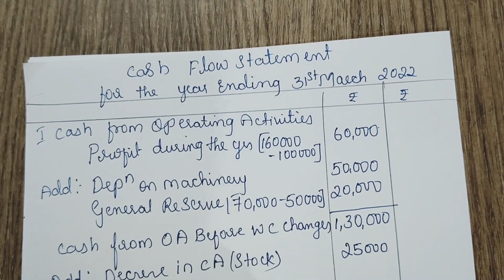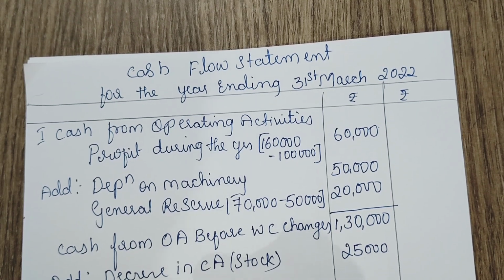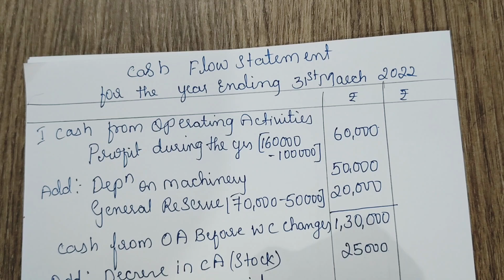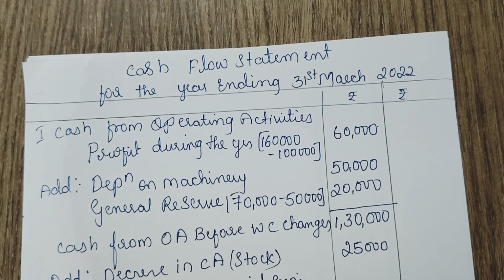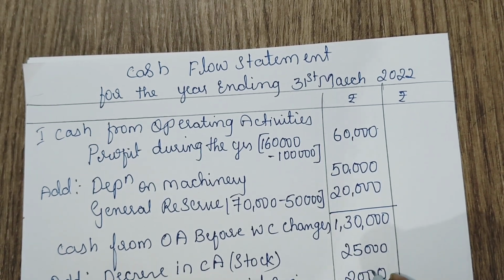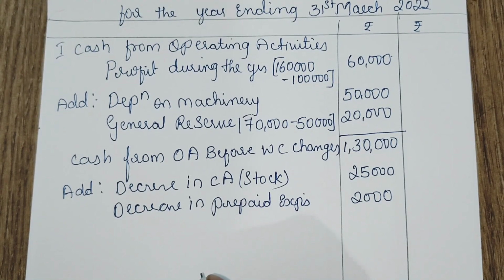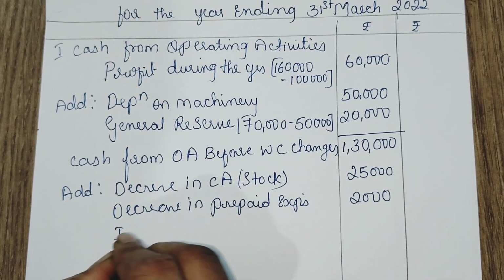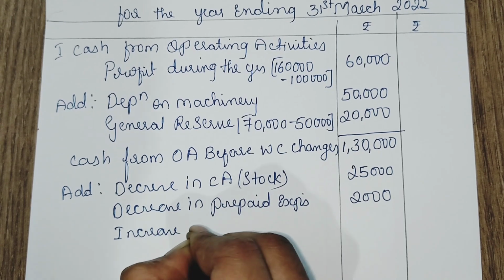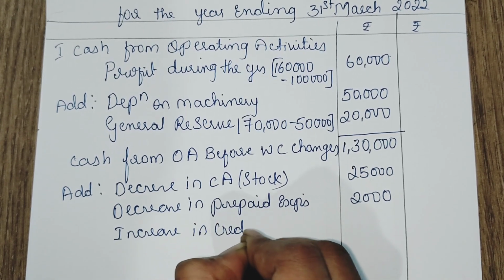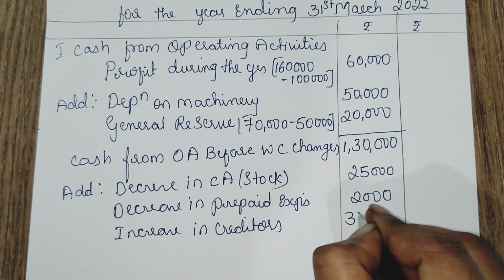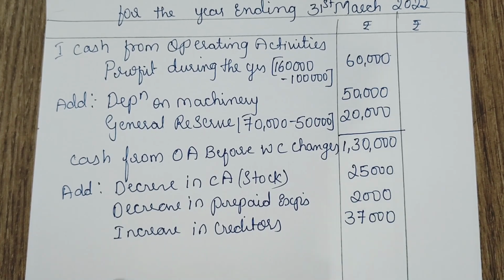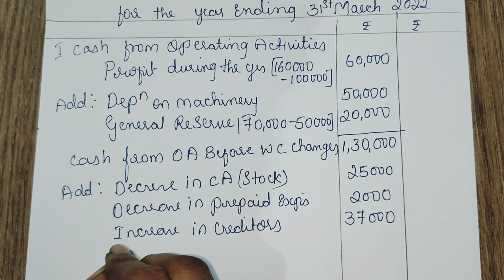Then decrease in prepaid expenses. Prepaid expenses is also current asset, 2,000. Then increase in current liability we are recording. Increase in creditors. Increase in creditors is 37,000.